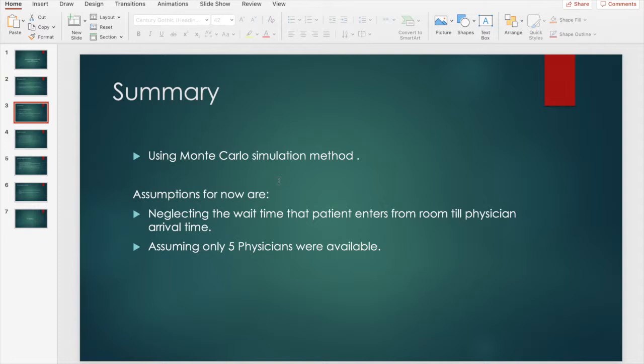And coming to the summary, I will be using the Monte Carlo simulation method for this. The assumptions that were made were neglecting the wait time between when the patient enters and when the physician arrives; that little time will be neglected here. And as of now, I am assuming there will be only 5 physicians available.